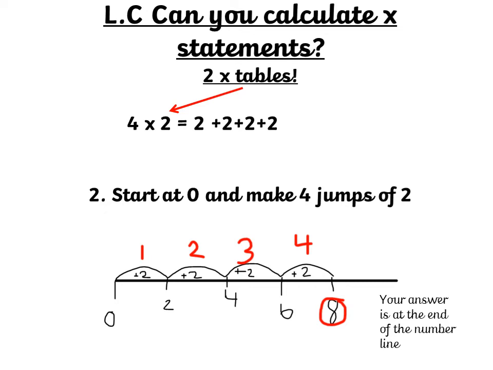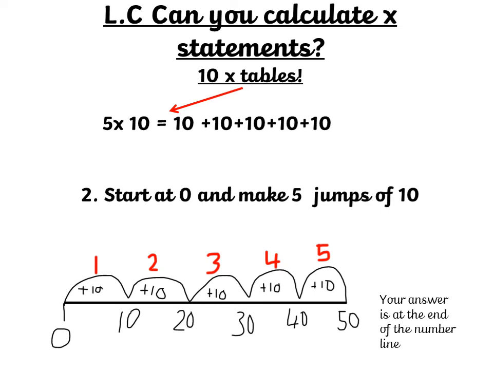I'm just going to check at the top that I have done 4 jumps. 1, 2, 3, 4 jumps. Yes, I have. And so I can put a circle around my number at the end that I finished on, and that's going to be my answer. So 4 times 2 is 8.